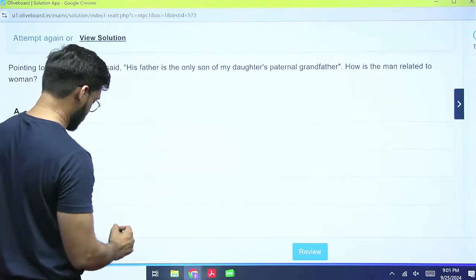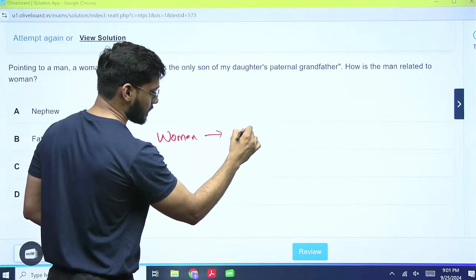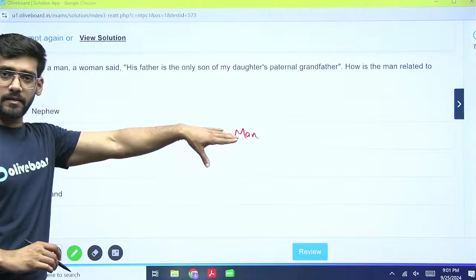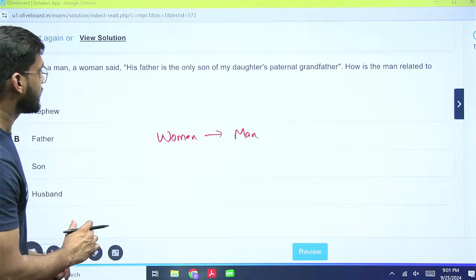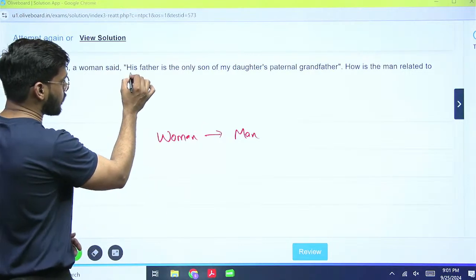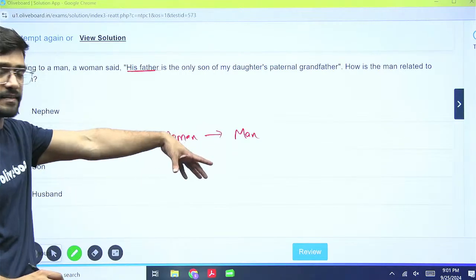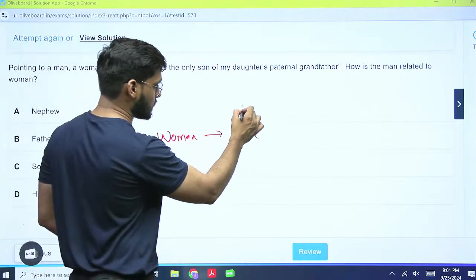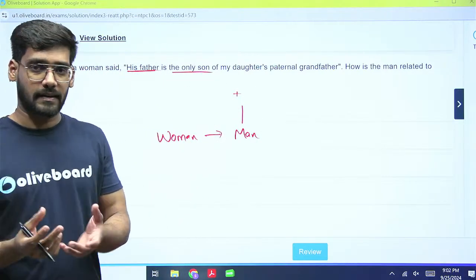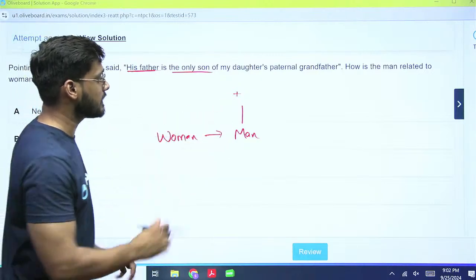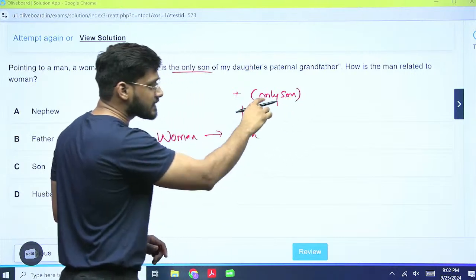There is a woman who is pointing towards a man, and while pointing, she is saying something. What is she saying? His father. First of all, focus on for whom the words "his father" are used. They are used for this man. His father means this man's father. His father is the only son. So this person is the only son.